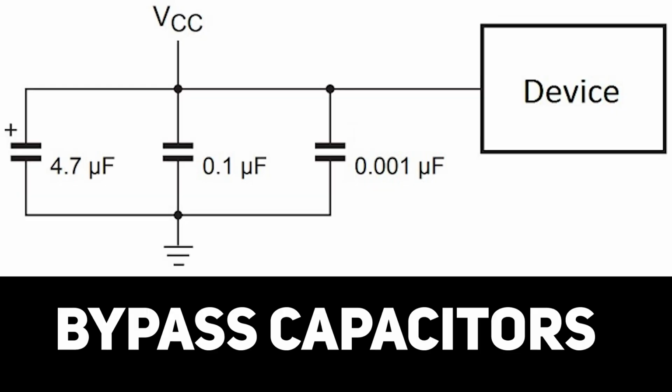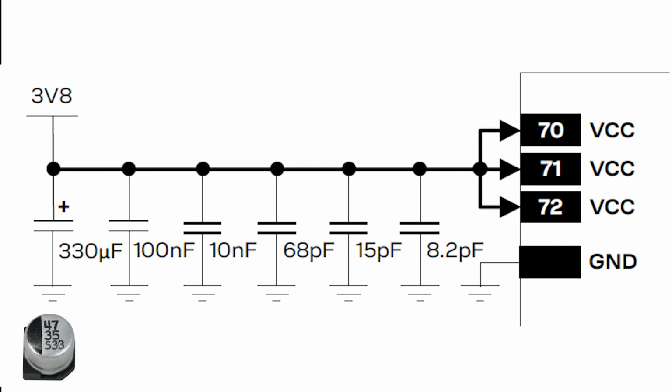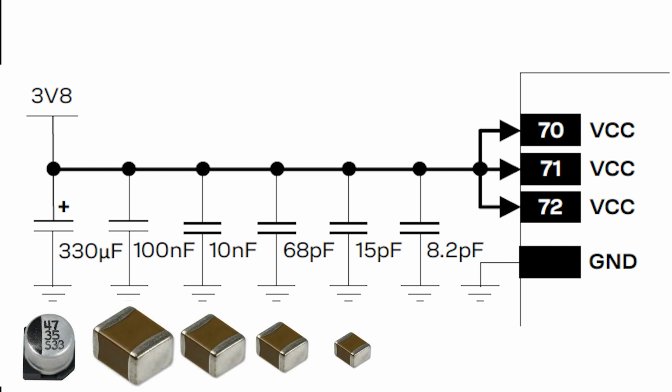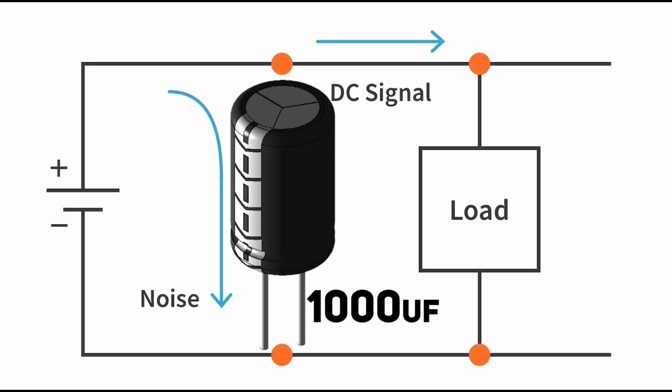Today we will discuss bypass capacitors, also called decoupling capacitors. In different circuits you can find capacitors put in parallel. These capacitors are usually ceramic and have different values and sizes. But why don't we just put one electrolytic of a higher capacity?